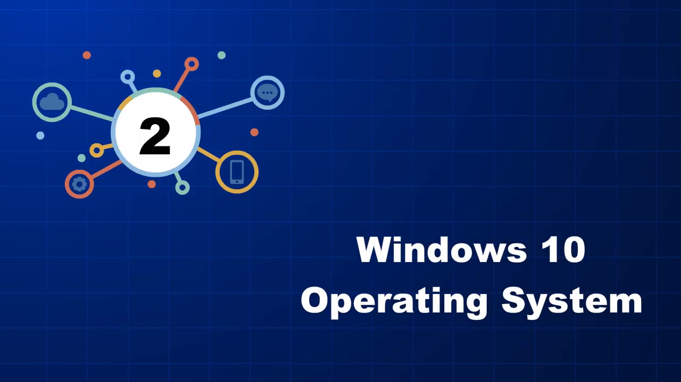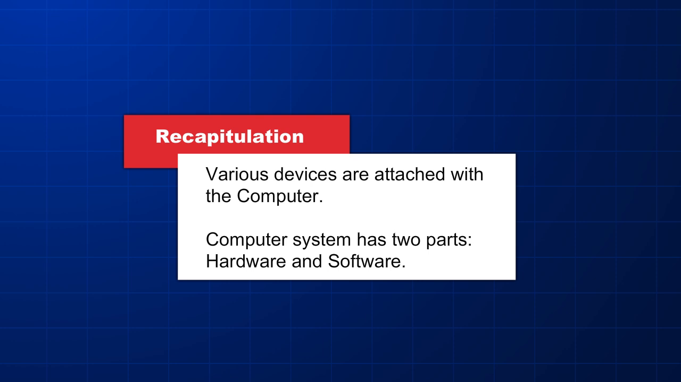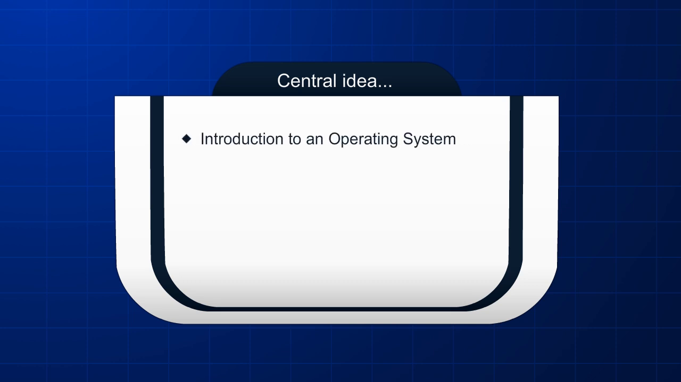Chapter 2: Windows 10 Operating System. Recapitulation: various devices are attached with the computer. A computer system has two parts, hardware and software. Central idea: introduction to an operating system.